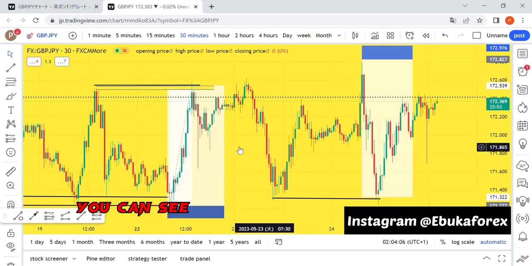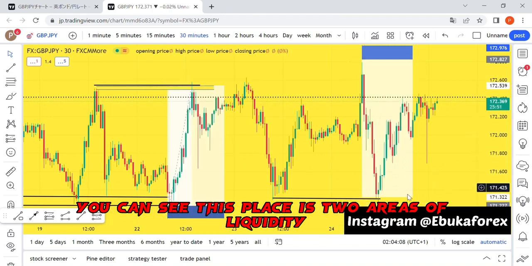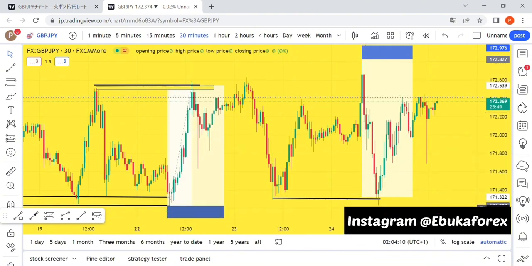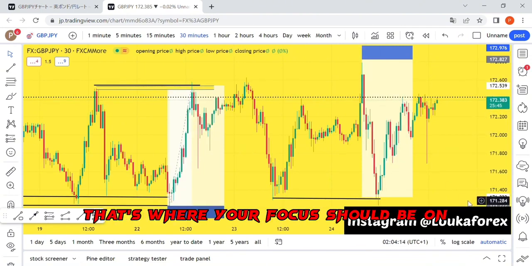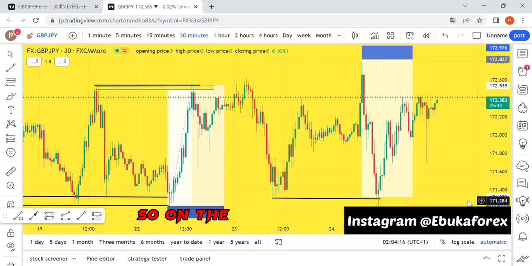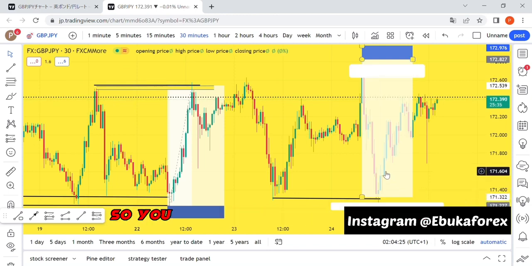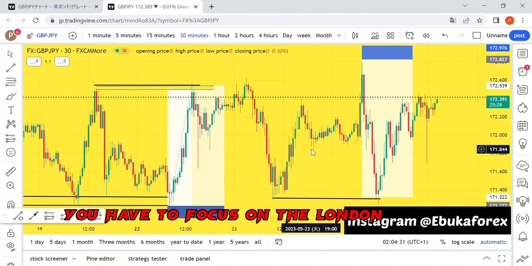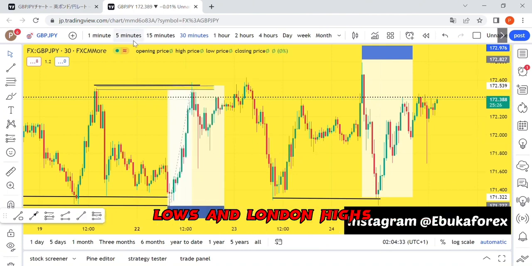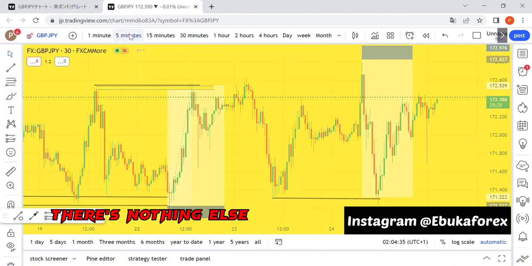You can see this place is still an area of liquidity. You understand? These are the major key levels in the market. That's where your focus should be. On the other hand, over here, after the accumulation and reaccumulation, you can see the time is still 8:30. So when you are trading London, you have to focus on the London session lows and London highs. There is nothing else you need in the market.